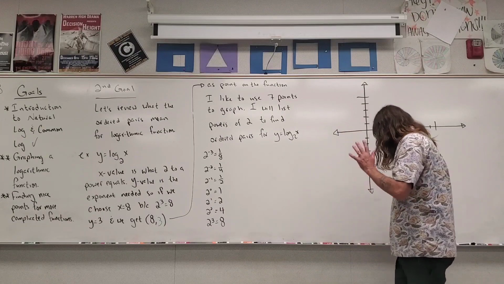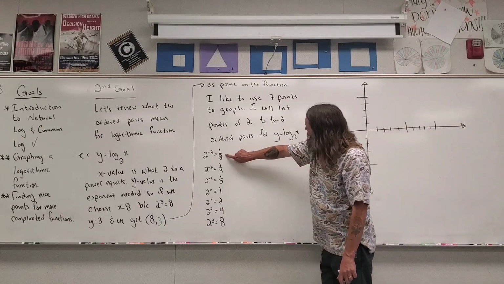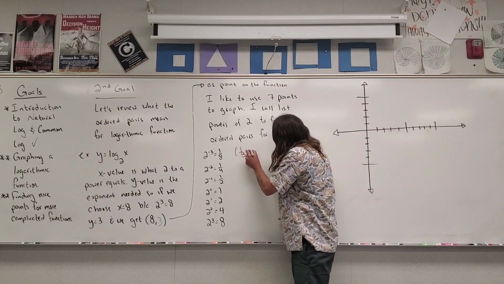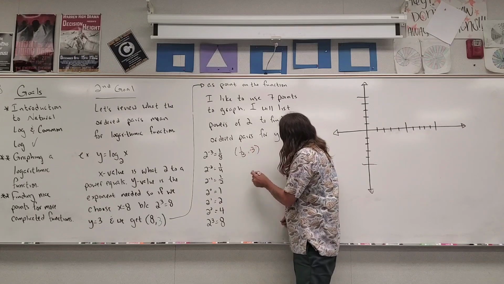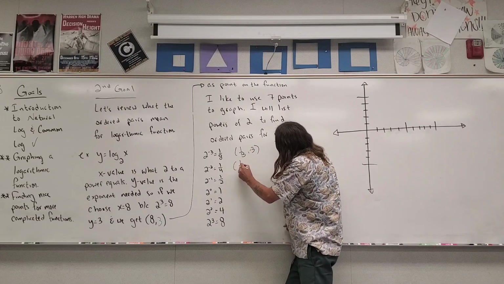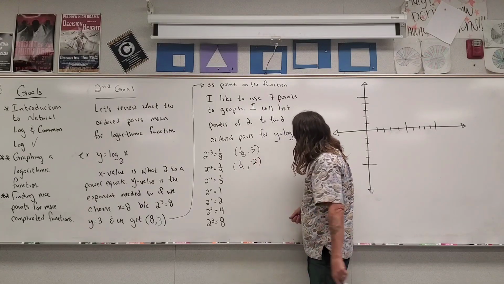So from this, I can write 7 ordered pairs very quickly. So my x here is an 8th, and I need an exponent of -3 to get there. Here, my x is a 4th, and I need an exponent of -2 to get there.